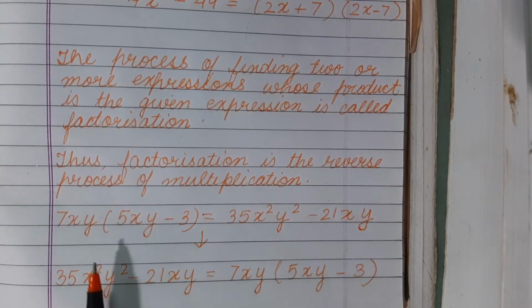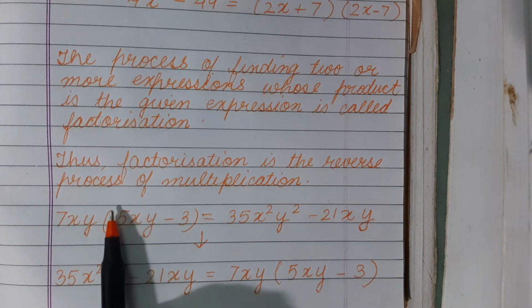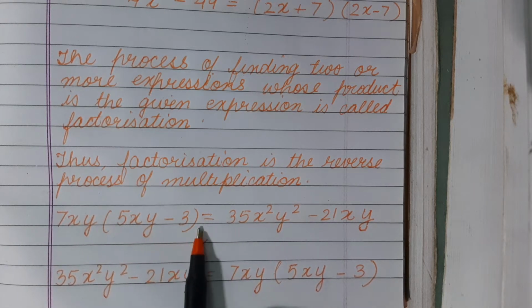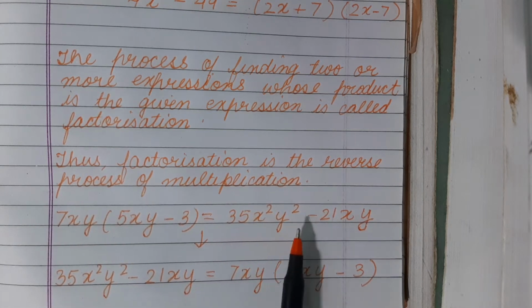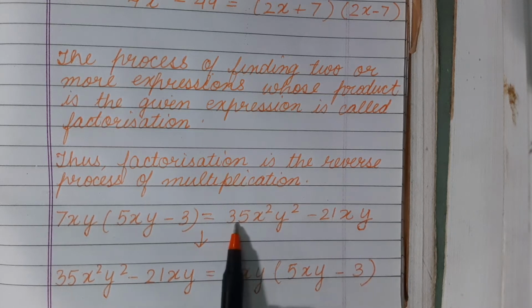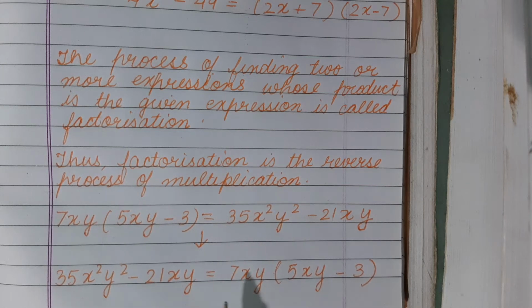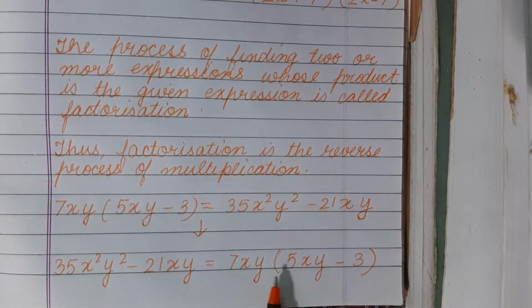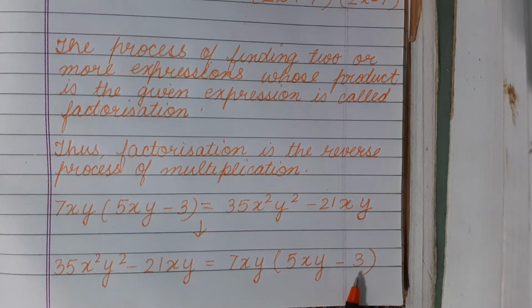Here you can see, if one expression is given, 7xy in bracket 5xy minus 3, when we multiply it, we will get 35x square y square minus 21xy. Now, when we take out the factors of this expression, we get whatever we had multiplied. So the factors of this expression are 7xy and (5xy minus 3).